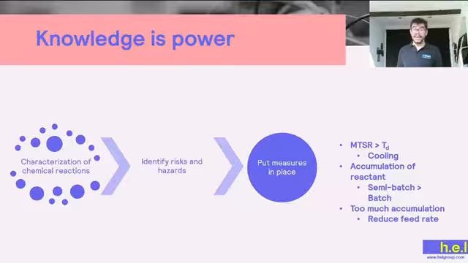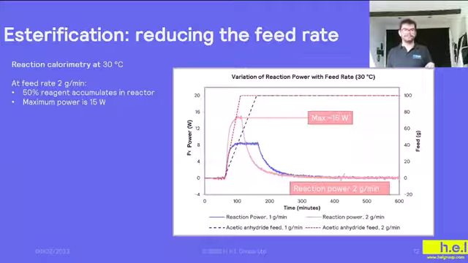But it can also be the case that even using this approach, there's going to be too much accumulation of heat, and then what we can do is play around with the feed rate. This is what we're going to see on the next slide, in which the pink line is the example that we had before, and we observed that in order to keep our reactor at a temperature of 30 degrees, we need to supply 15 watts of cooling. This was when we were supplying 2 grams per minute.